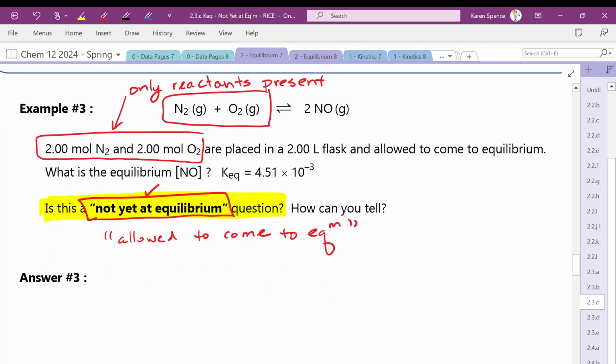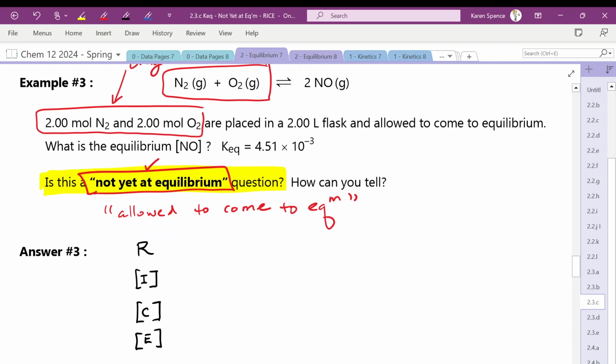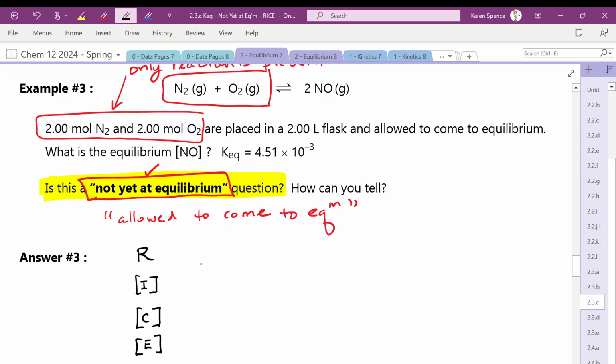What tool should we be using? A rice table. Do you guys think you could start by drawing yourself a rice table? You can try and do it without me, and then you can check your answer when you're done up here, okay?